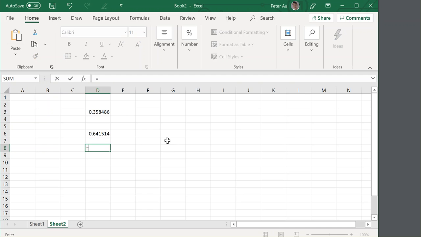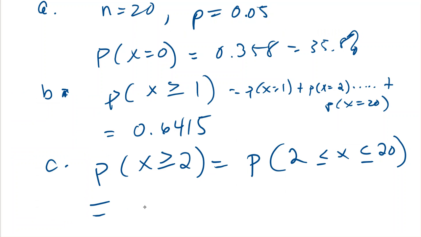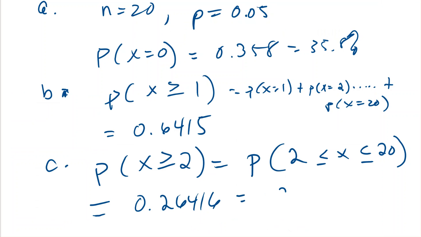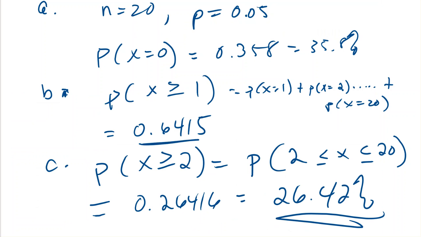Here's Excel, equals BINOM.DIST.RANGE, trials 20, comma, probability 0.05, comma, I'm starting from 2 and going up to 20, and the answer is 0.26416. So this must be 0.26416, or about 26.42%. Okay, so the easiest way to do this is probably Excel, but that's up to you. And that's two types of questions that we should review.